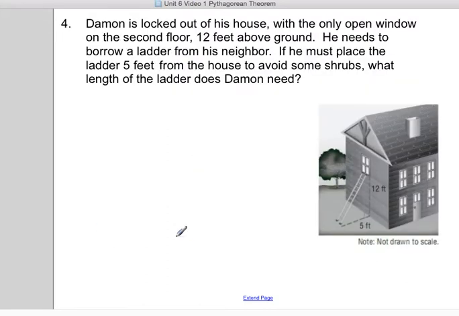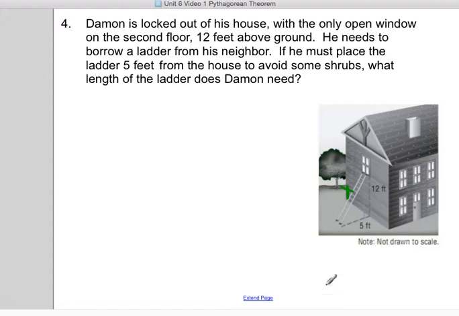Damon is locked out of his house with the only window open on the second floor, 12 feet above the ground. So I would look 12 feet above the ground. It's labeled. He needs to borrow a ladder from his neighbor. He must place the ladder 5 feet from the house to avoid some shrubs. So that's labeled 5 feet. What is the length of the ladder Damon needs? So we're trying to figure out x right here, the length of the ladder.